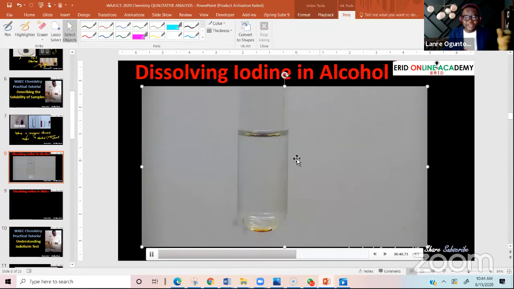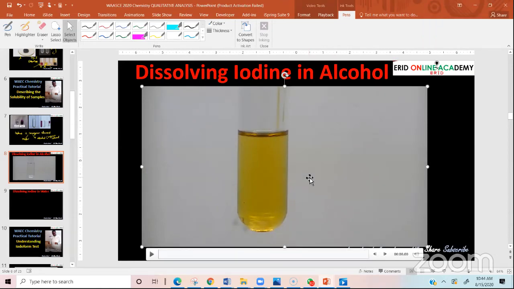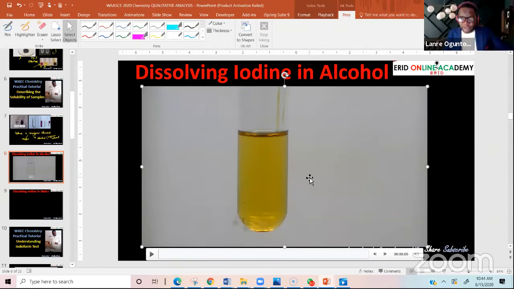Comparing the two laboratory works, you can see that iodine dissolves more in alcohol than in water. Now I'm stirring it together. Compared to the first one, can you see any crystal of iodine inside this after stirring? No. So that means that iodine is soluble in this particular liquid. That is the meaning of solubility.